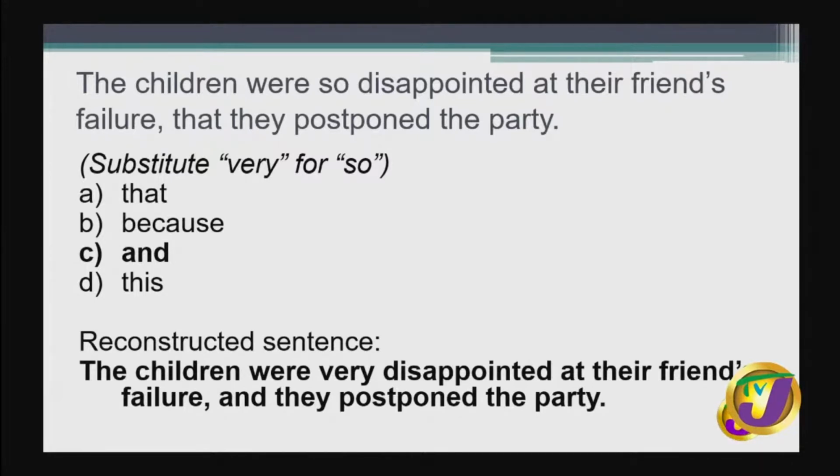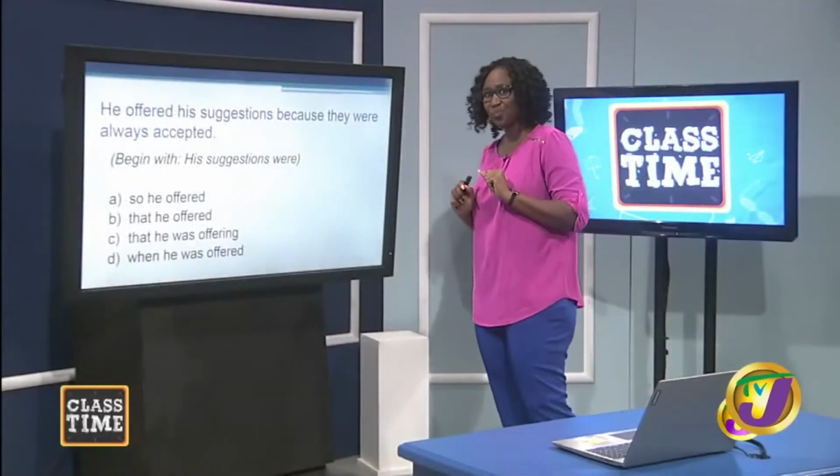You couldn't use because. You're saying the children were very disappointed at their friend's failure because they postponed the party. No, that wasn't the result. The postponement was the result of the disappointment. So because couldn't work. That couldn't work either. So you couldn't say the children were very disappointed at their friend's failure that they postponed the party. You still need something in between. So remember when I said you use the right color thread? That would have been the wrong color thread. So and is the correct term to use to join those 2 statements. All right, let's move on to the next one.